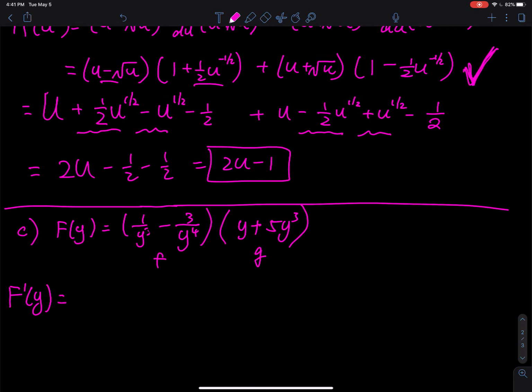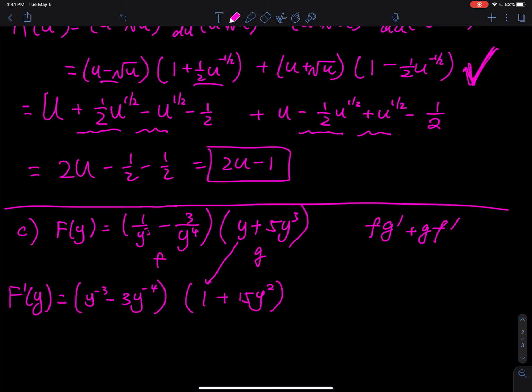What's the product rule? The product rule is fg prime plus gf prime, right? So we copy function f. So that will be, let's get rid of all the fractions. So that is y to the negative 3 minus 3 times y to the negative 4, and then g prime, you take the derivative of that. The derivative of y is equals to 1, and then that one is 3 times 5, and then 3 minus 1 is 2.